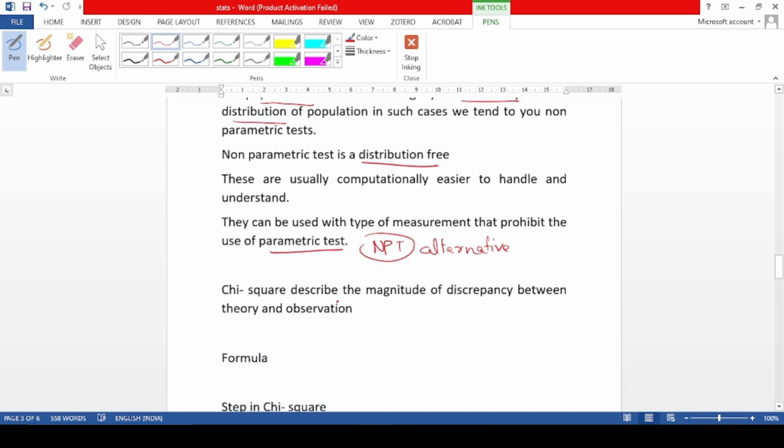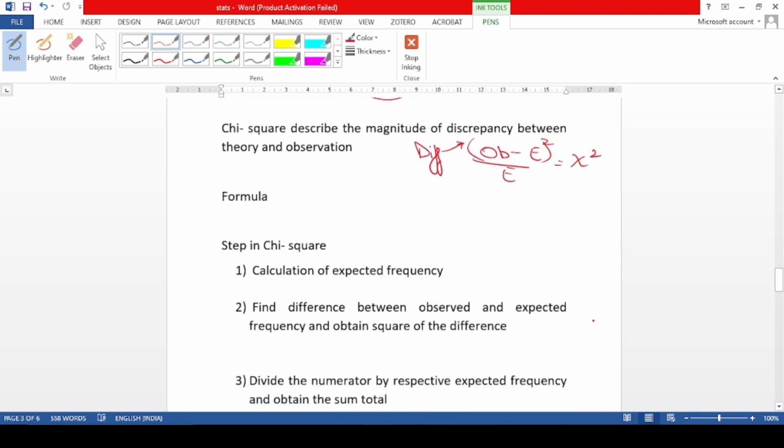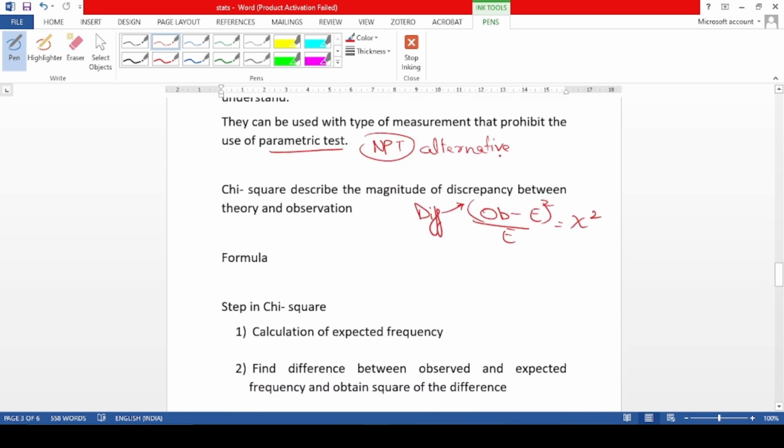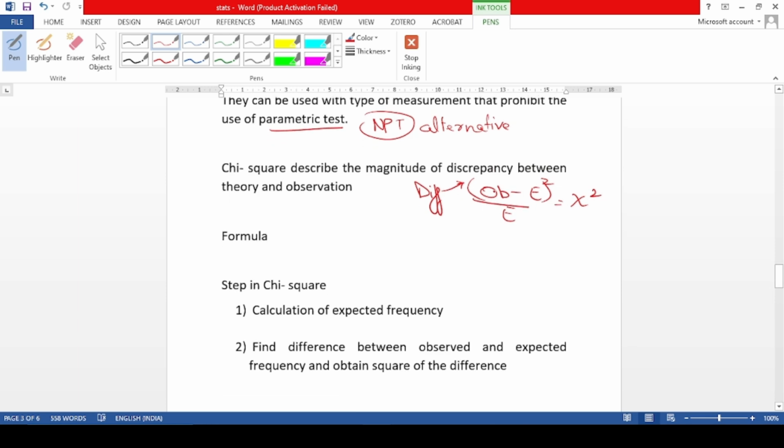So chi-square describes the magnitude of discrepancy between theory and observation. As we have already solved the question above, we can see the discrepancy between the observed and the expected. This is chi-square. So by this, we have come to the end of the theoretical aspects or the characteristics of the chi-square test.